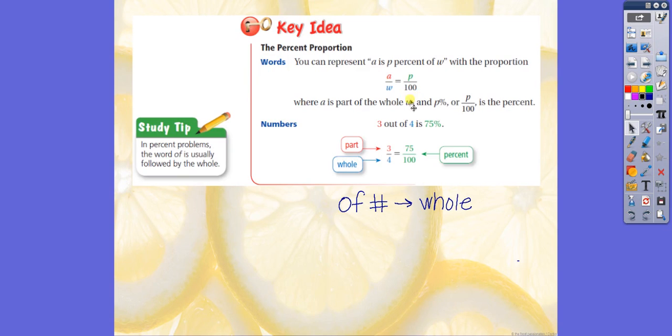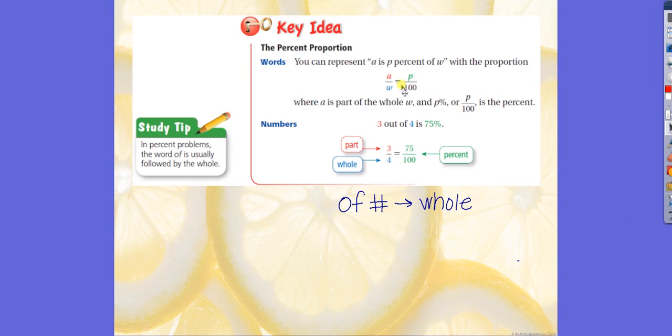It is written as A over W equals P over 100, where A represents the part, W represents the whole, and P represents the percent. 100 is the constant because that is what percents are compared to. Now, we talked about how you're not going to be given all three pieces of information. With today's work, you're going to be given 2 out of the 3 and asked to solve for the third.